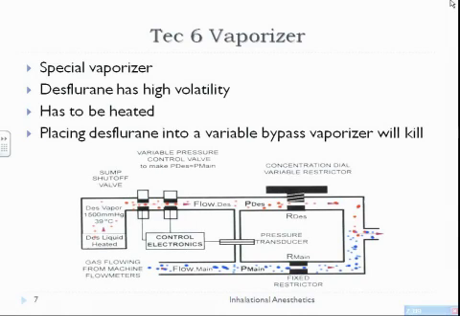So what they did with the Tec 6 is they actually heat it. When you put your hand on the Tec 6, it's a hand warmer. So when you're really cold in the operating room, just put your hand on the Tec 6 and it feels so good. That's how you remember that it's exothermic. It's actually producing heat. But if you put desflurane into a variable bypass vaporizer, you will kill the patient. You will get too high a concentration. You'll get almost 36% desflurane given to the patient in one blow, and that's not good. They won't do well with that.